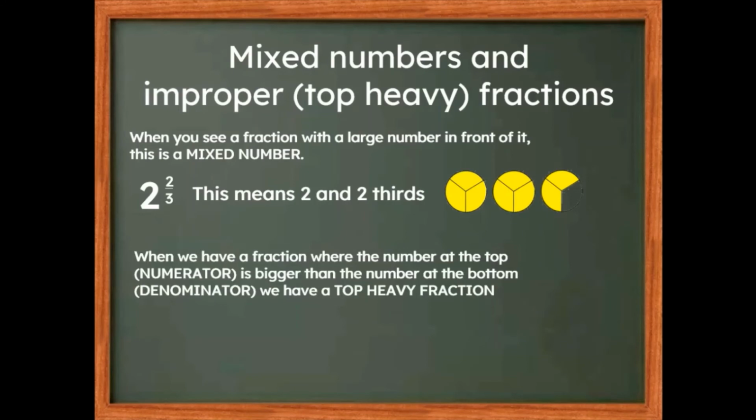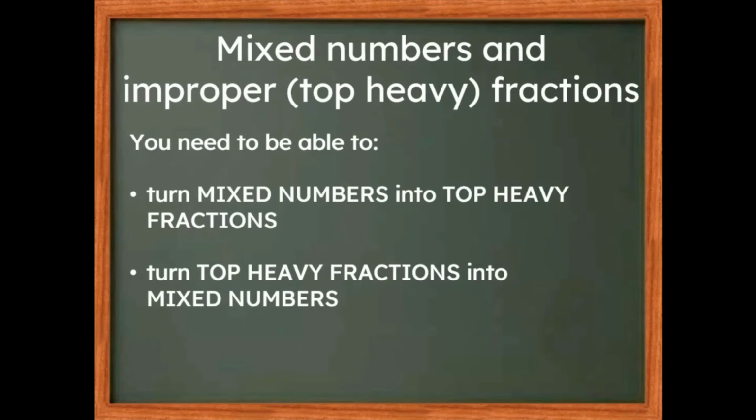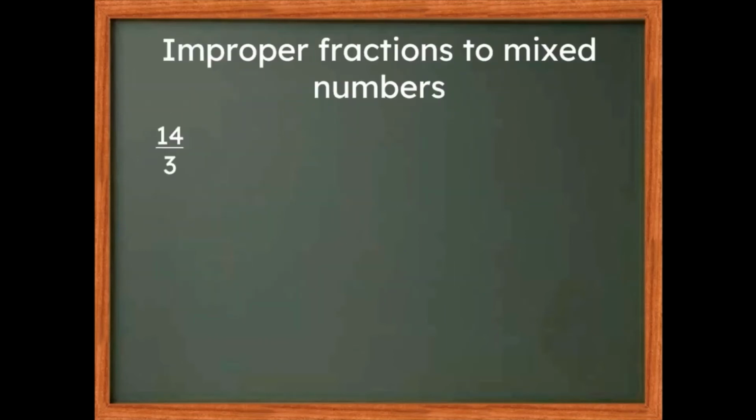When we have a fraction where the number at the top, the numerator, is bigger than the number at the bottom, the denominator, we have a top-heavy fraction or an improper fraction. Like 5/3 or 8/4 or 9/2. So you need to be able to turn mixed numbers into top-heavy fractions and turn top-heavy fractions into mixed numbers. Let's look at the second one.